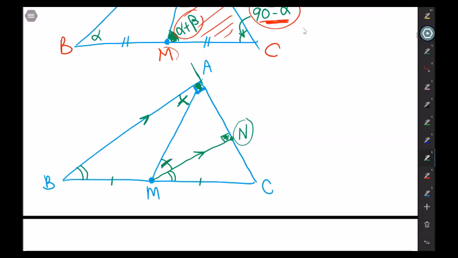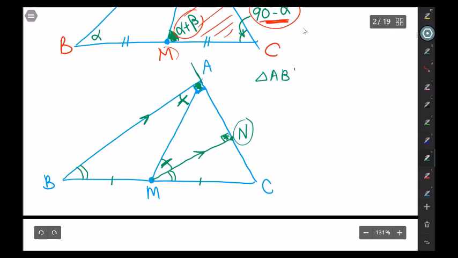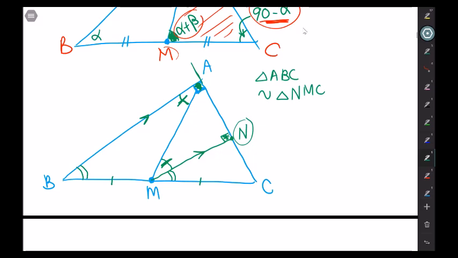But now let's think further. I think some of you guys already suggested that triangle ABC is similar to another triangle. Can you tell me which one? Triangle ABC is similar to triangle, because of those parallel lines, NMC. Yeah, that's correct. So those two triangles being similar suggests something.